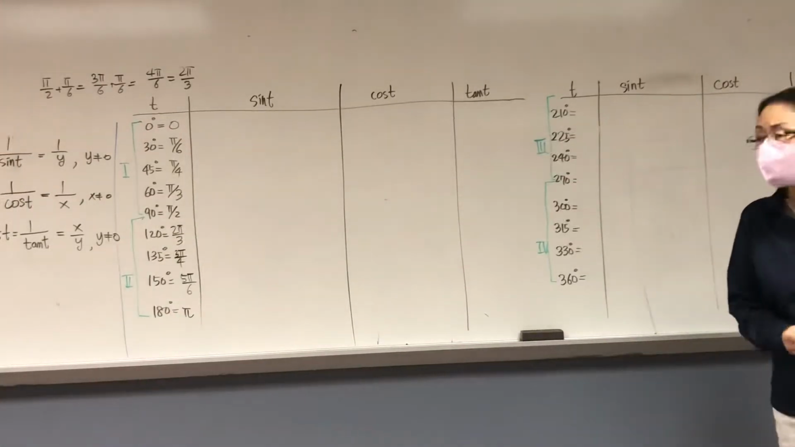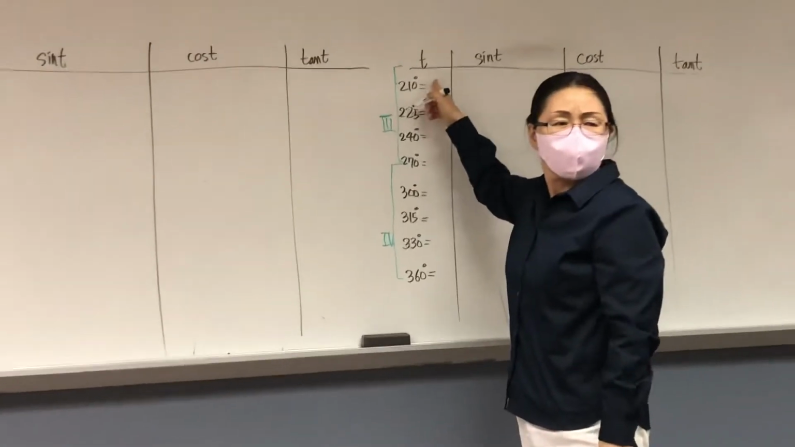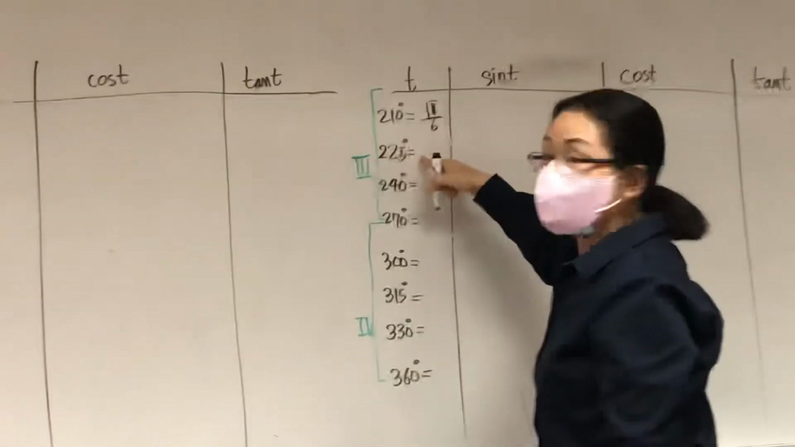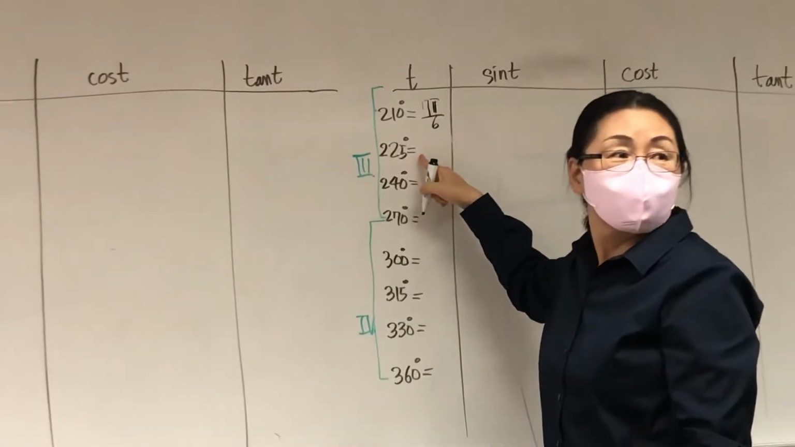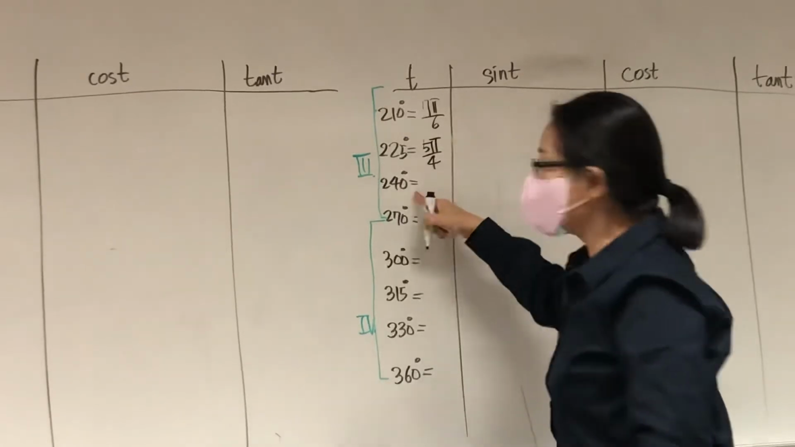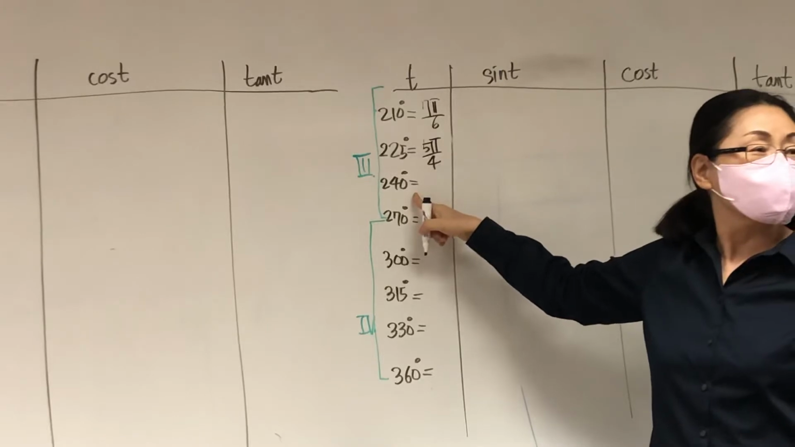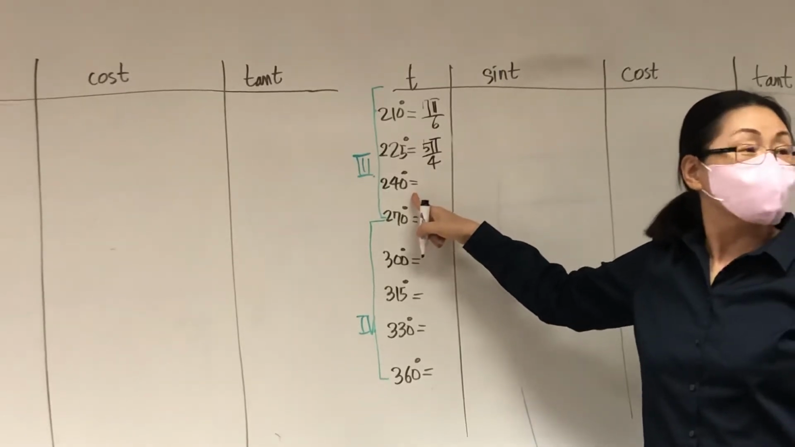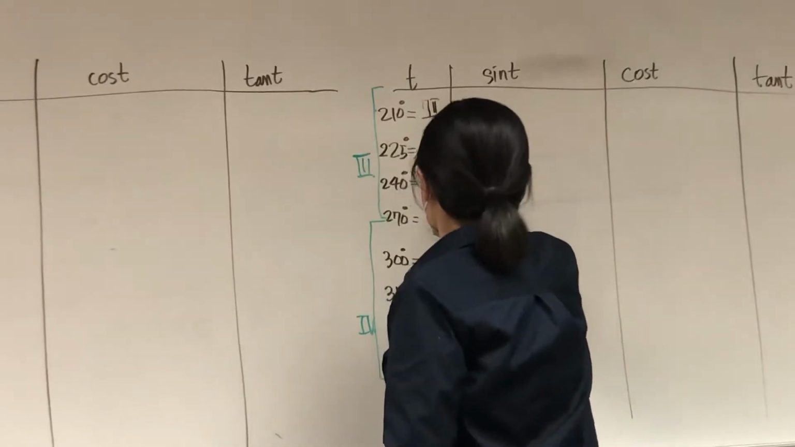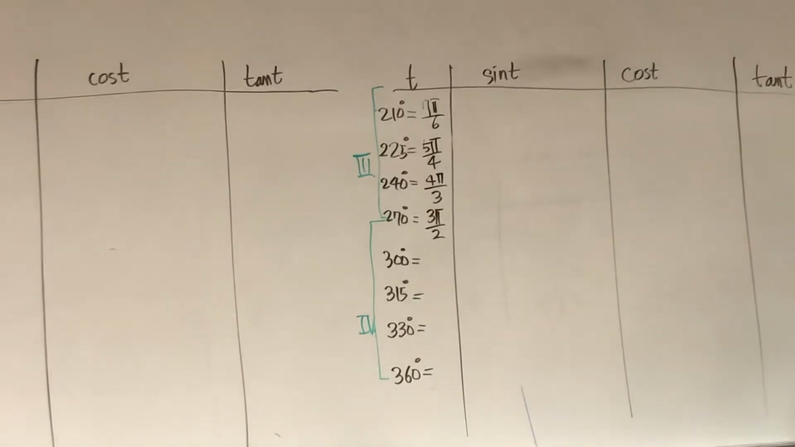This is 180 plus 30. What is it? 7 pi over 6. Good job. How about this? 5 pi over 4. You got it. How about this? 4 pi over 3. Good job. How about 300?